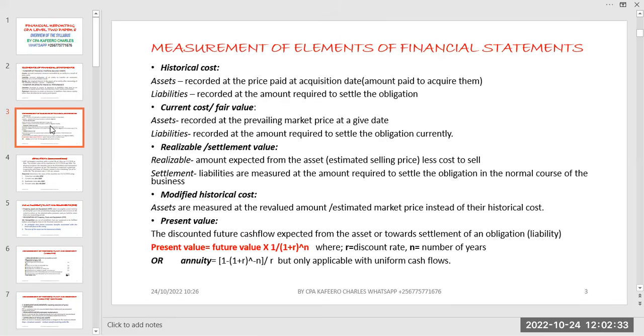So when you're talking about the prevailing market price, it is determined by forces of demand and supply. There are so many factors within the market that can lead to prices going either high or low. So the current cost is what is prevailing at a given date. Assets are recorded at the prevailing market price at a given date. When we are talking about liabilities, they are recorded at the amount required to settle the obligation.